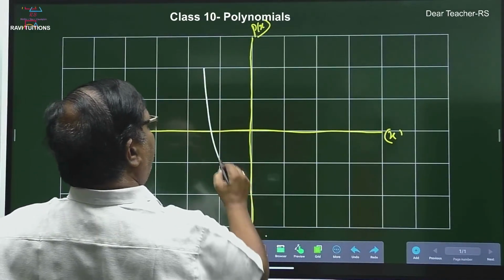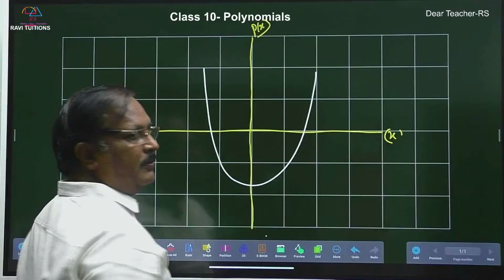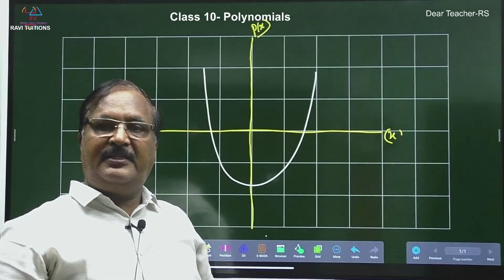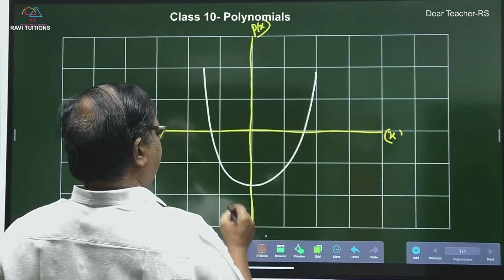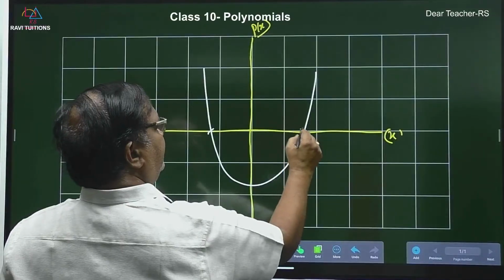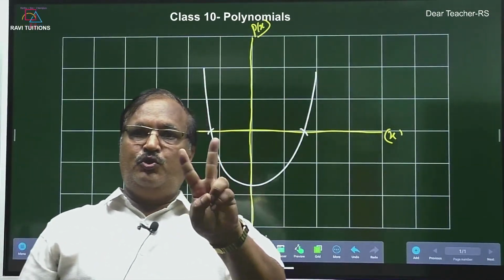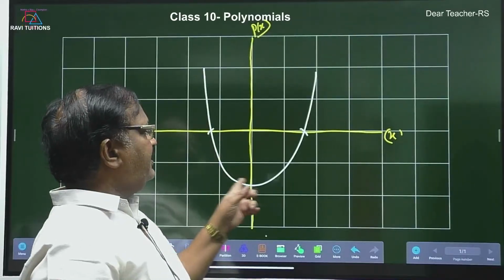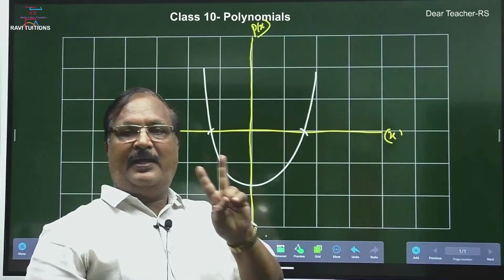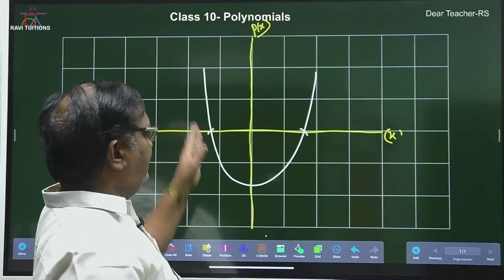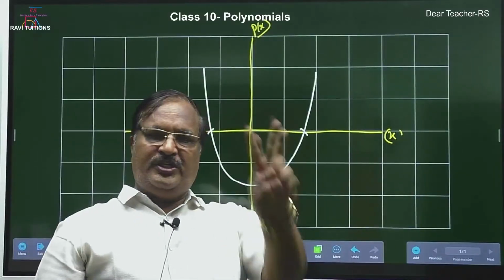Sometimes graphs may be like this, parabolic shape. So at this place the graph is meeting at two places. Therefore, this polynomial has two zeros. How many times is it meeting? At two different points. Therefore, this graph has two zeros. Okay.